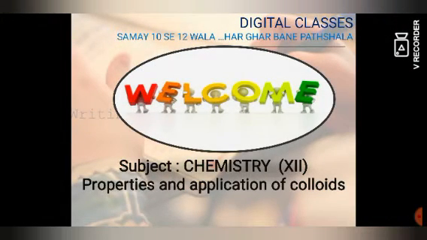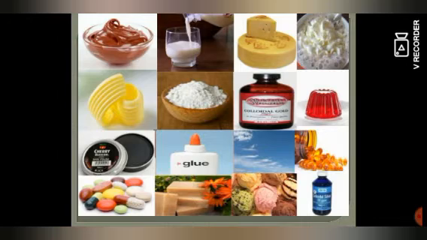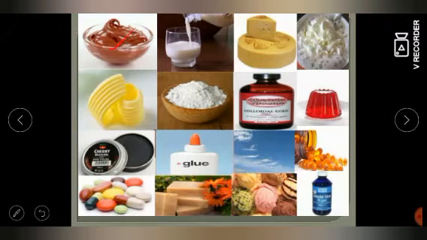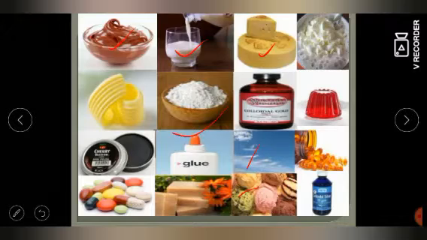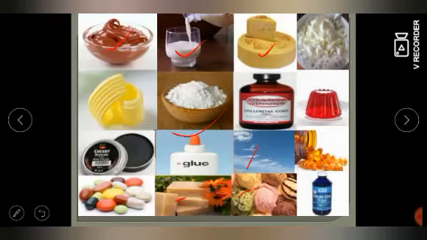This is a chemistry period, and as you know, we are doing nowadays the topic colloids in Unit 5, that is surface chemistry. So today we are going to discuss the properties and application of colloids. So dear students, as you know, by looking at these pictures, these are some of the importance of colloids in our daily life. We can see the cream, milk, cake, or all these resources that we are using in our day-to-day life. These are examples of colloids.